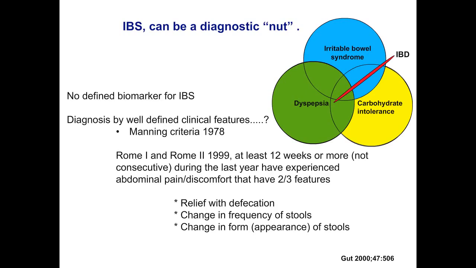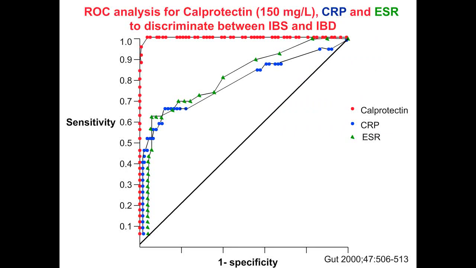Not very specific markers here. And it's like Olympic rings, where you have irritable bowel syndrome, you have dyspepsia, you have carbohydrate intolerance. But we as gastroenterologists are really looking for the needle in the haystack, which is the IBD. And that's where we come in.